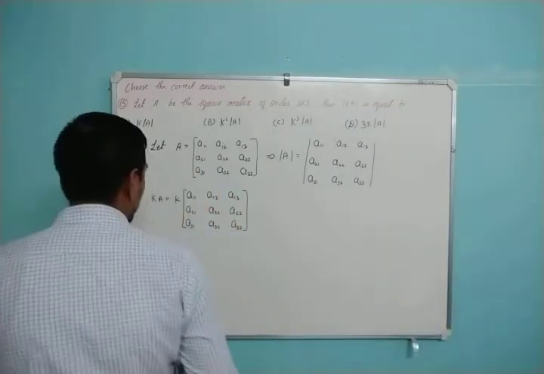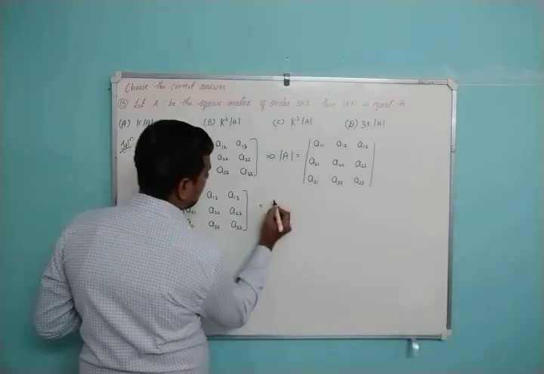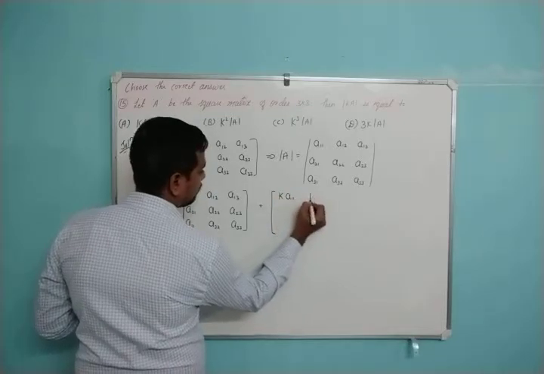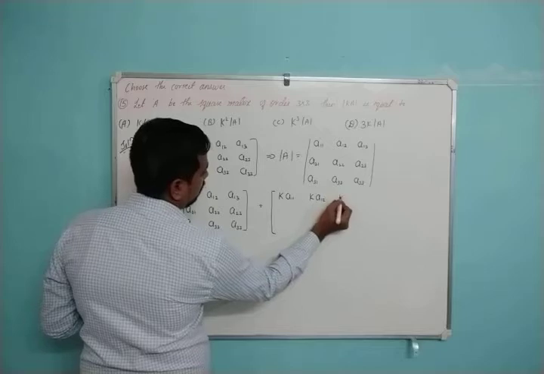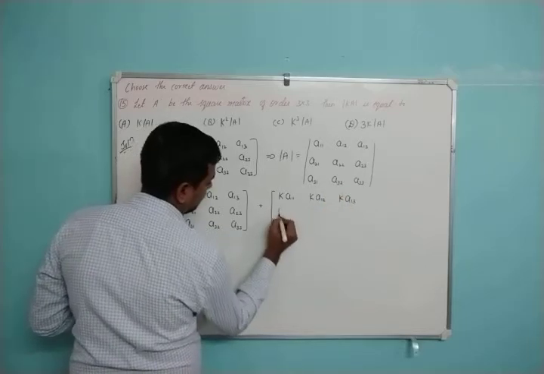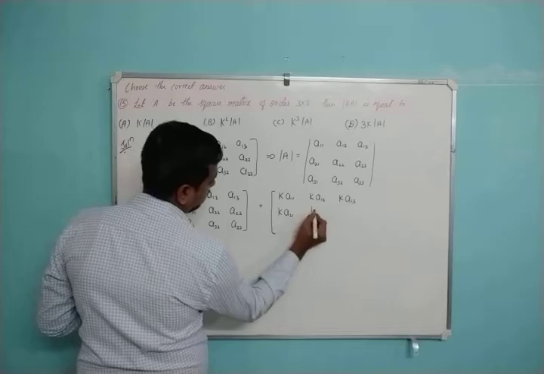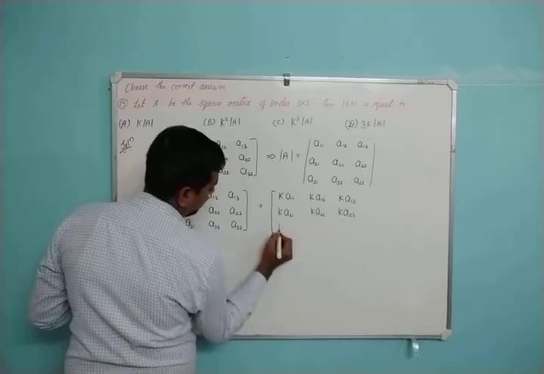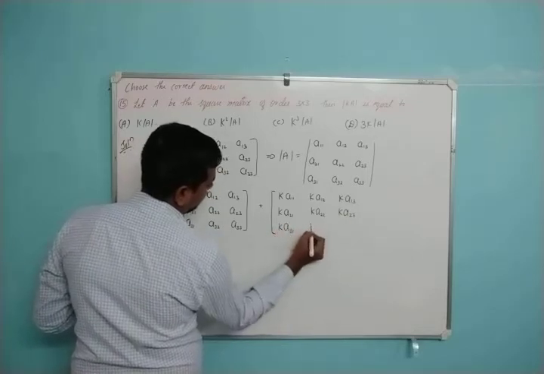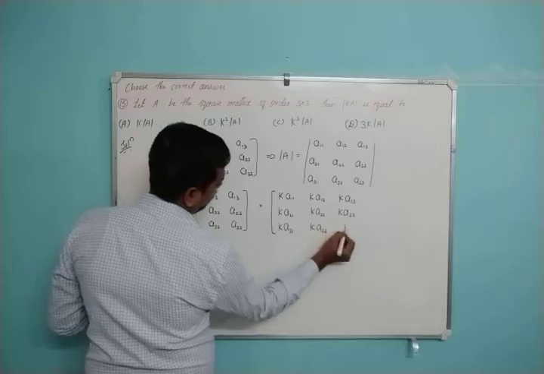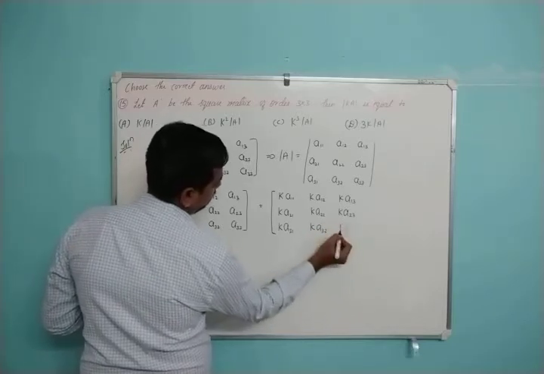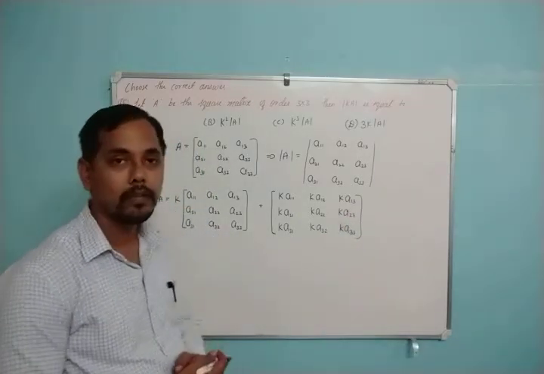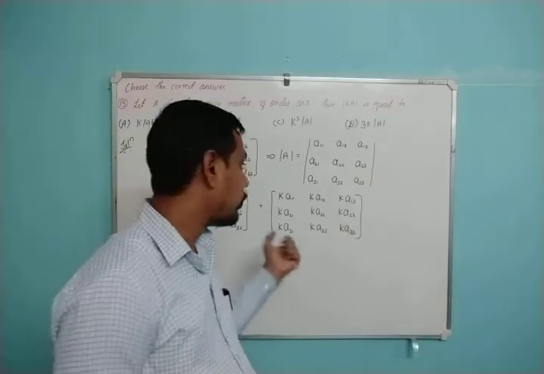Okay, so here this can be written as K into A11, K into A12, K into A13, K into A21, K into A22, K into A23, K into A31, K into A32, K into A33. Okay, so this is my K into A matrix.